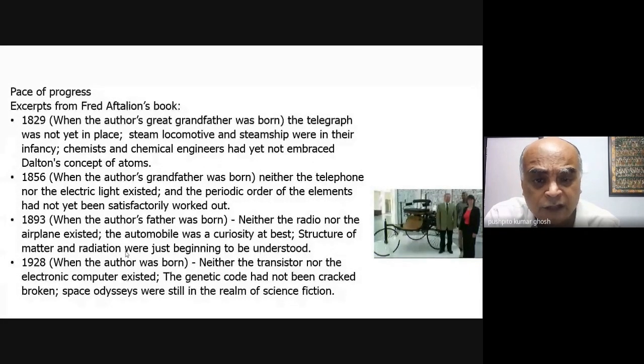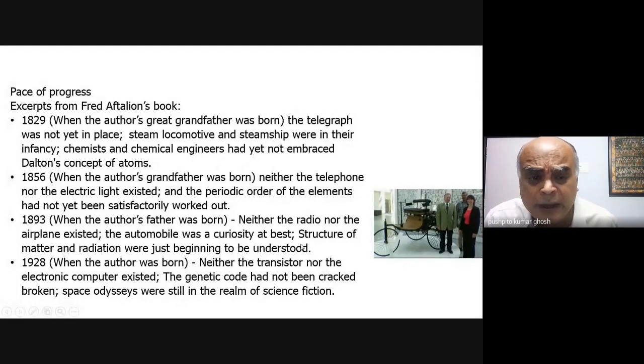In 1893, when the author's father was born, there was neither the radio nor the aeroplane. Automobile was a curiosity at best. In fact, there was a time when we were working with Daimler-Benz, the Mercedes-Benz group, and they had invited me to their headquarters in Stuttgart. They showed me the first automobile that was built by Daimler and Benz. It looks more like a rickshaw, but that's the first automobile. What a remarkable transformation has happened over the years.